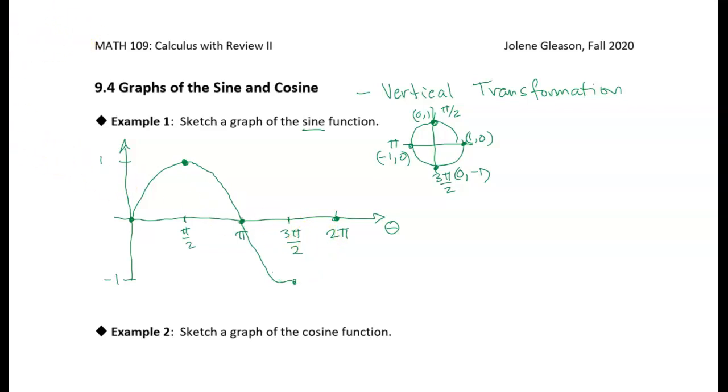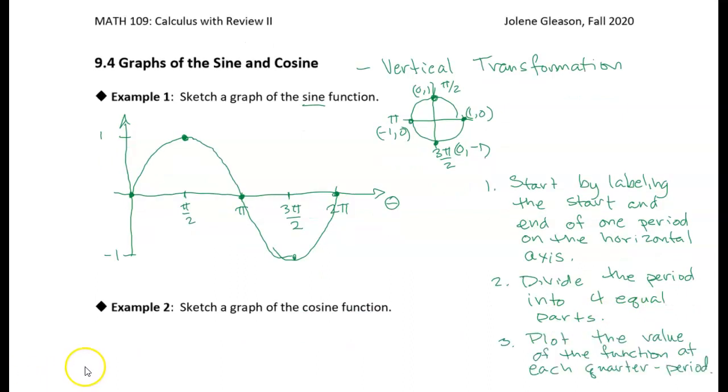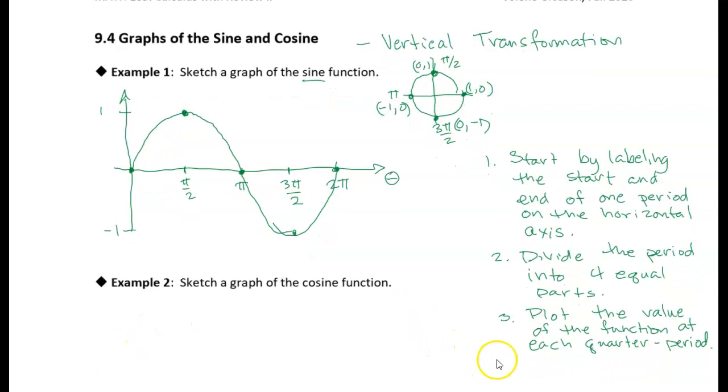Let me write down my steps here for you. I always start by labeling the start and end of one period on the horizontal axis. Then I divide that period into 4 equal parts. Then I plot the value of the function at each quarter period. And then finally, I just fill in the rest of the curve, knowing what the shape generally looks like. So I sketch the function.